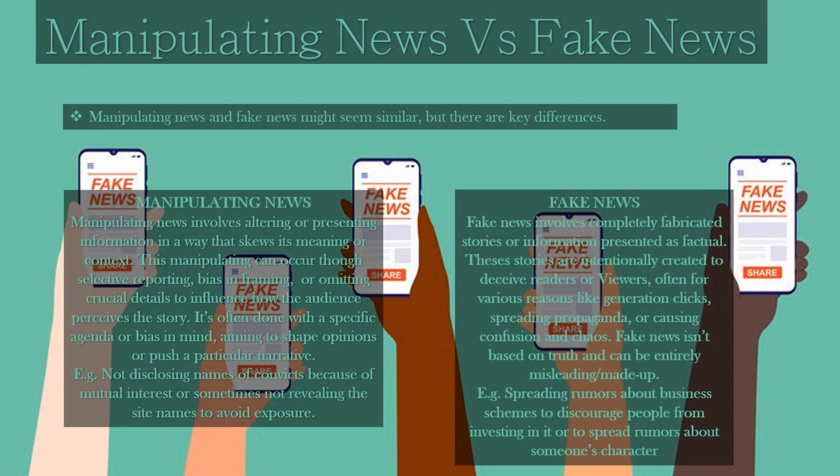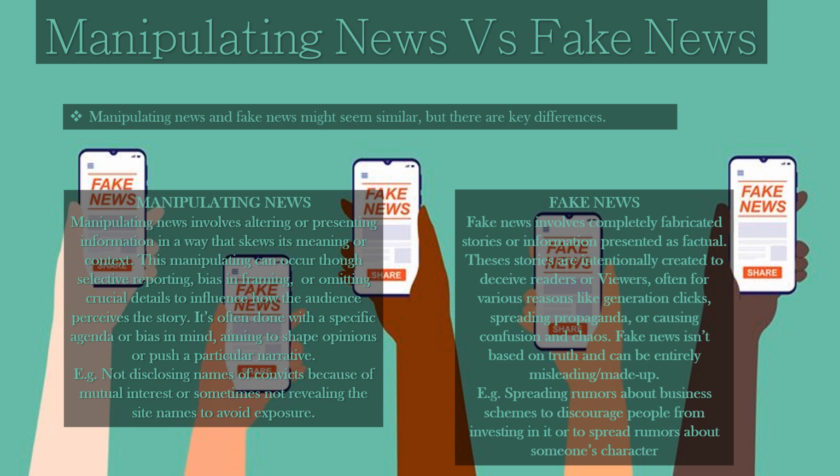Manipulating news versus fake news. Manipulating news and fake news might seem similar, but there are key differences. Manipulating news involves altering and presenting information in a way that skews its meaning or context. This manipulation can occur through selective reporting, bias in framing, or omitting crucial details to influence how the audience perceives the story. It's often done with a specific agenda or bias in mind, aiming to shape opinions or push a particular narrative.